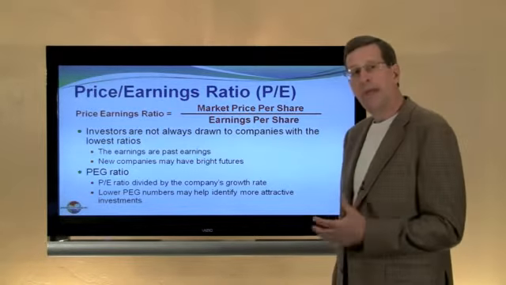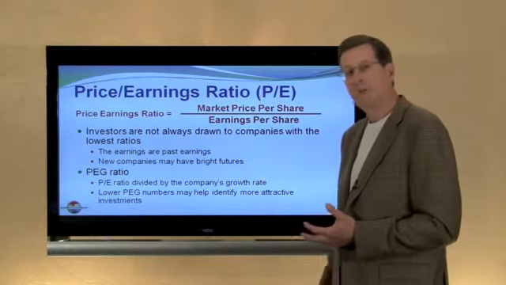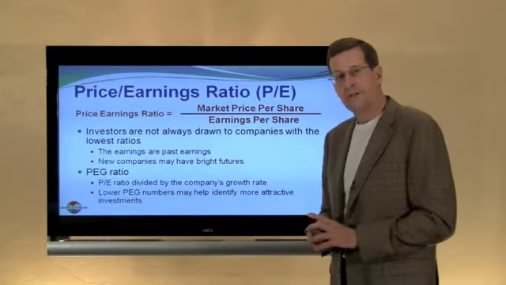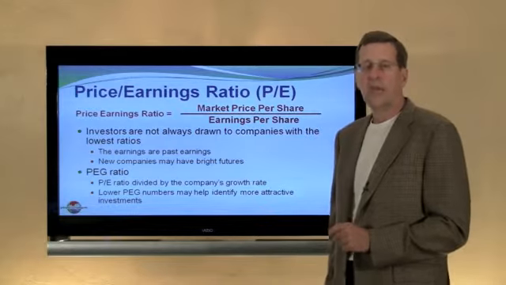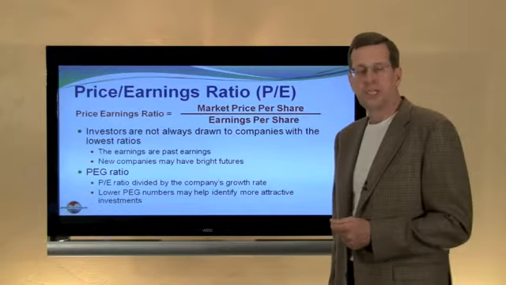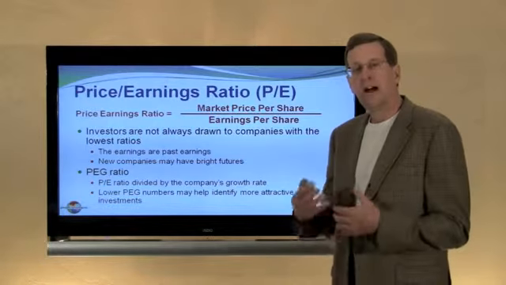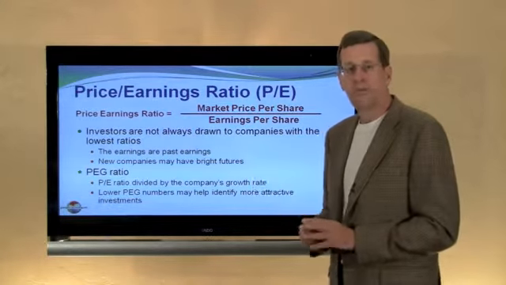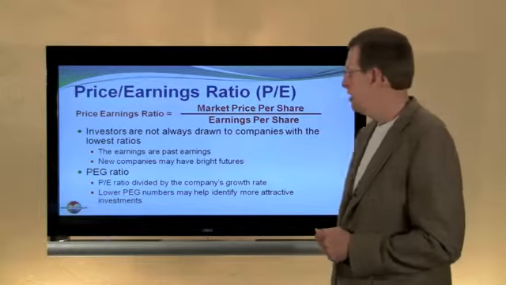Sometimes people will look at a PEG ratio, which is the price-earnings ratio divided by the company's growth rates. Lower PEG ratio numbers may help identify more attractive investments. These are generalizations. Every situation is unique, of course. But if a company is growing at 20% per year versus a company that's growing at 10% per year, obviously, all other things being equal, you would rather buy the investment that has the higher growth rate. So this is a calculation that integrates the PE ratio with the company's growth rates.